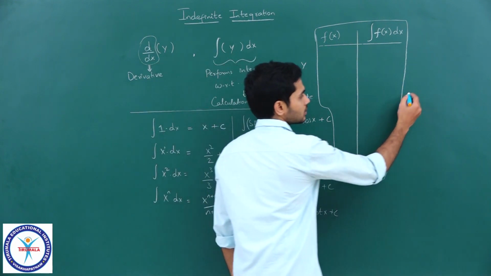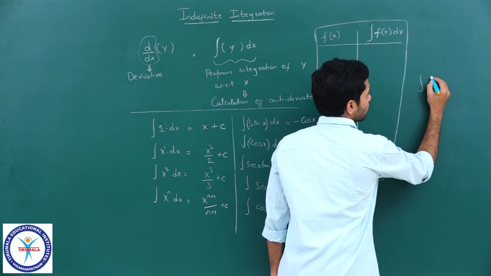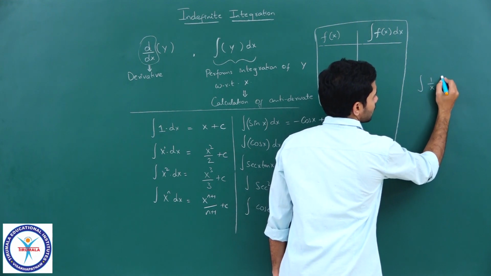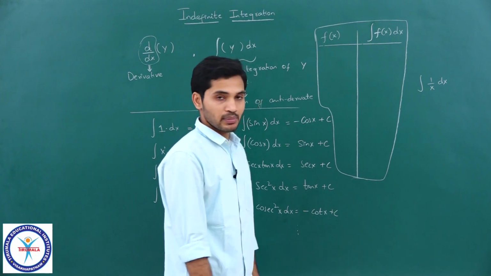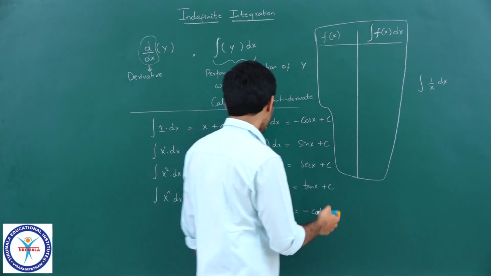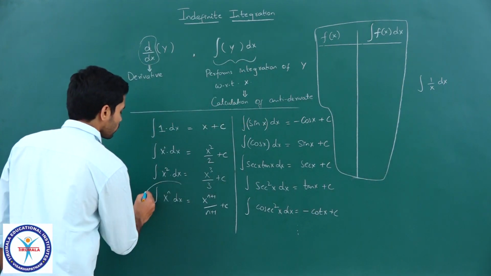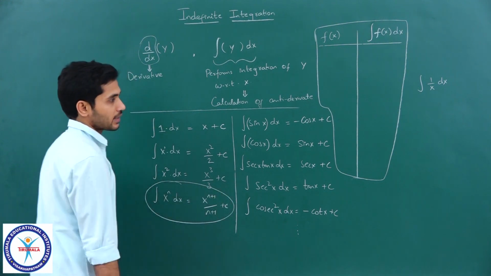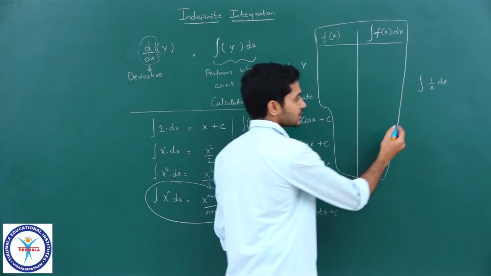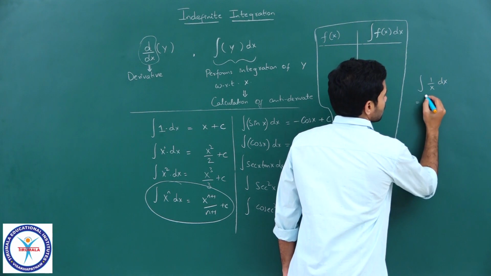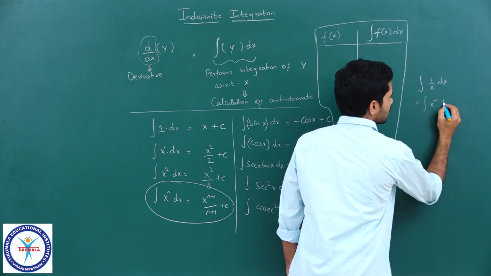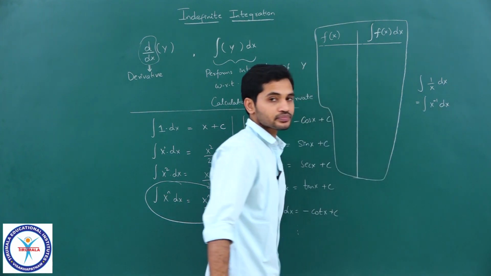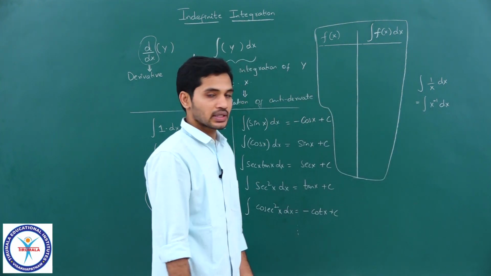We can write the integral of 1 by x dx. Now, this is something which you should be very careful about, right. You can't apply this formula. Do not apply this formula for 1 by x. Why? You can easily understand. 1 by x basically means x power minus 1 dx, correct. So, x power minus 1 dx.